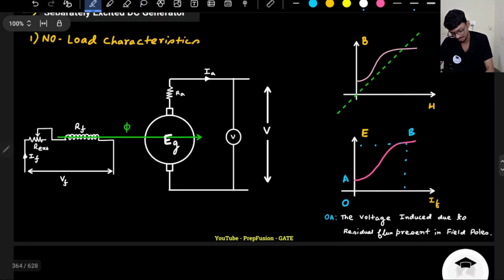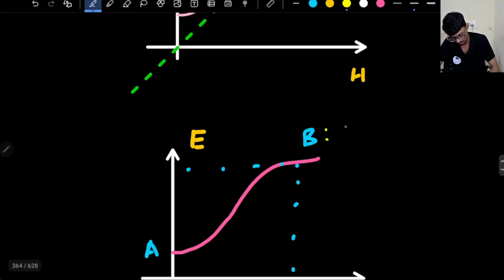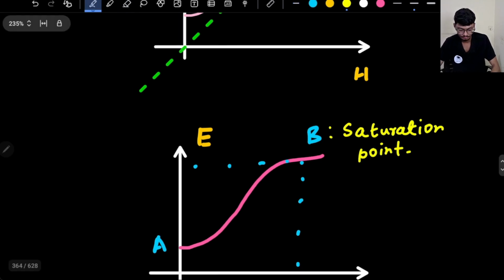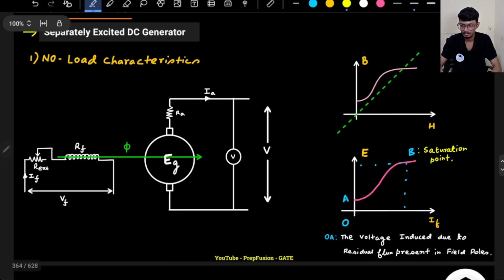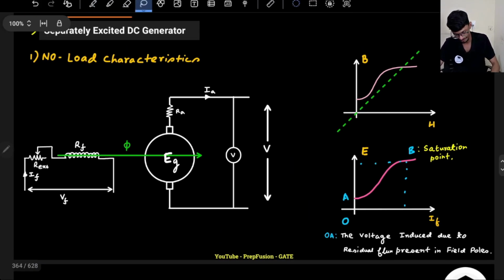Okay, and AB is basically the saturation point. So B is the saturation point, right? This B is basically the saturation point. I hope you have understood this very basic point.